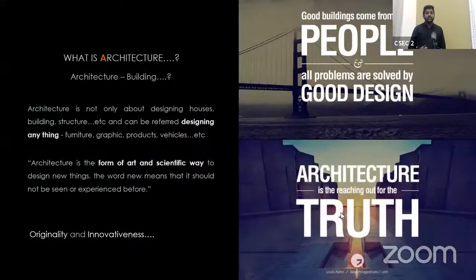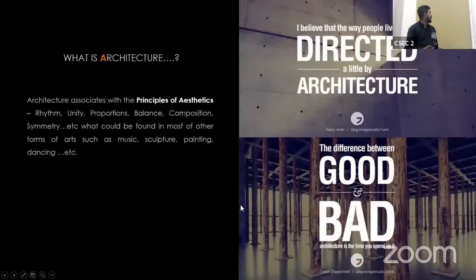So there are plenty of definitions and ideas about what architecture is, from different renowned architects, different countries, and different architectural practices. Let's go through several of them. In one way, you can define architecture as a principle of aesthetics. We have a saying: architecture is the mother of all arts. In architecture you have rhythm, unity, proportions, balance, and composition. Those are what we call the principles of aesthetics.